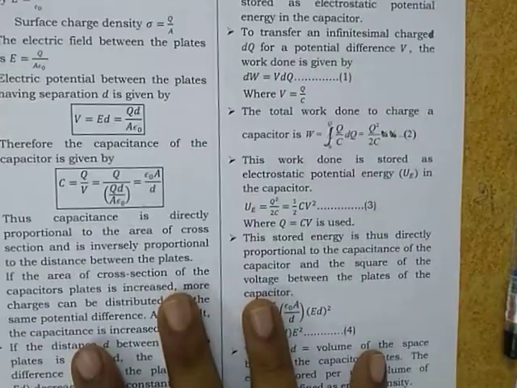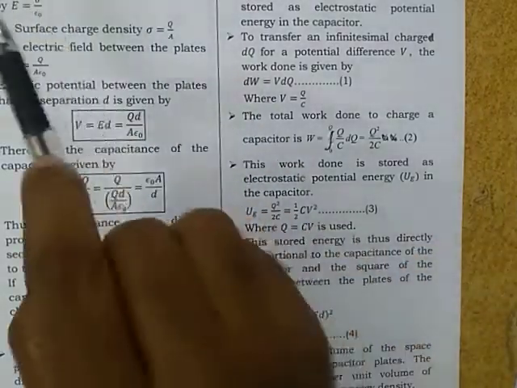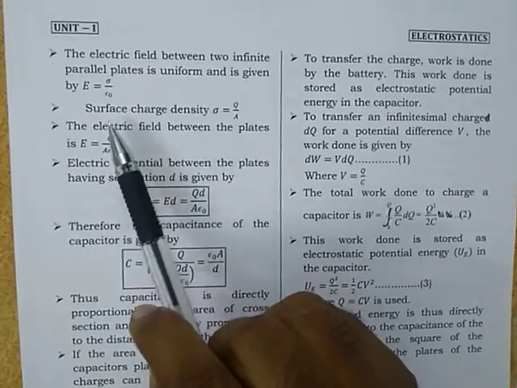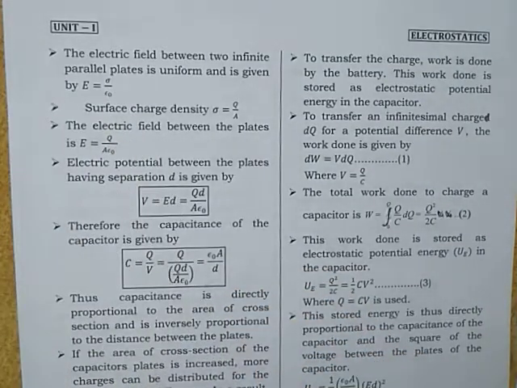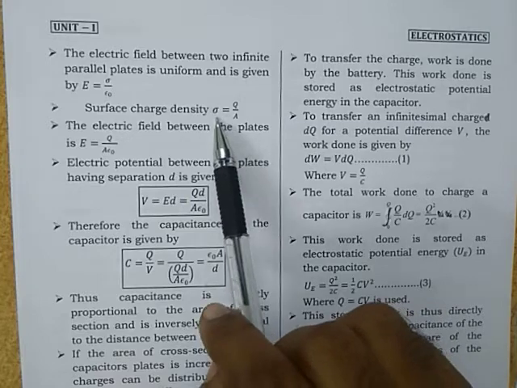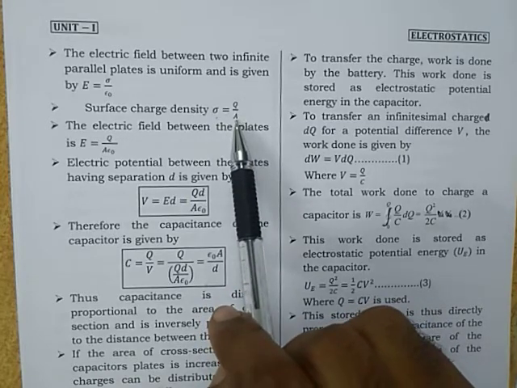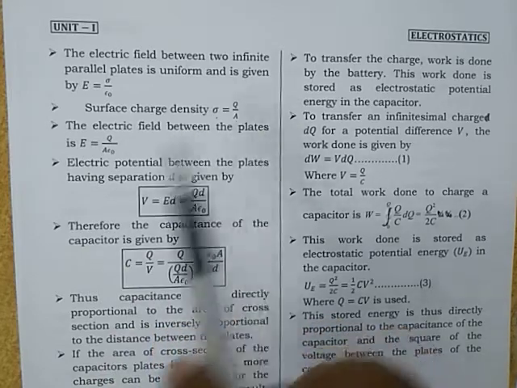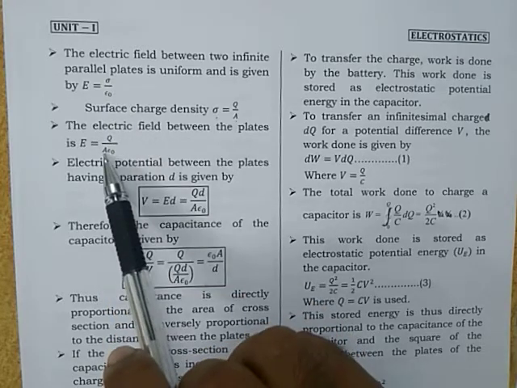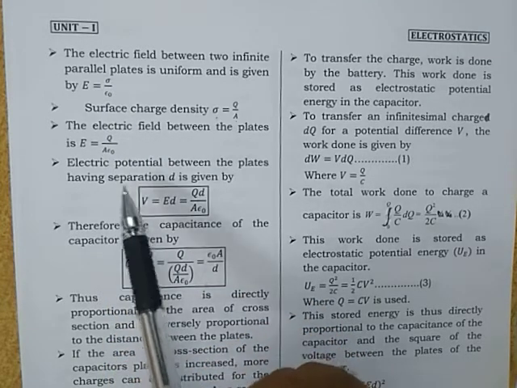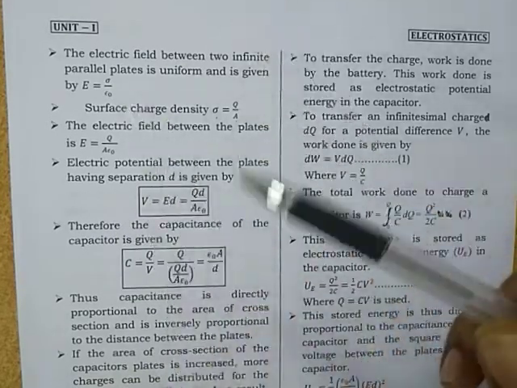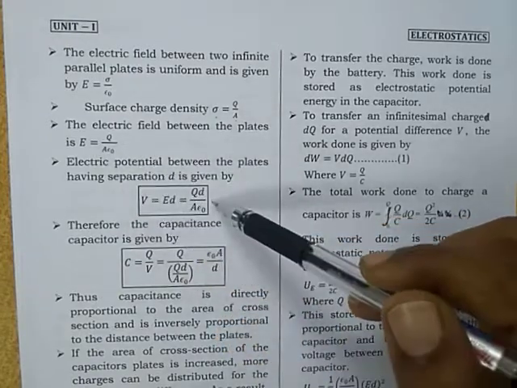Then the electric field between the two infinite parallel plates, we know E is equal to sigma by epsilon naught. Here it is a capacitor having two conductor sheets having the charge density sigma is equal to Q by A. Then electric field between the plates, E is equal to sigma, which can be written as Q by A, then Q by A epsilon naught. Then the electric potential between the plates having the separation D, we know V is equal to E into D. We know the value of E, substitute here, then we get this expression.